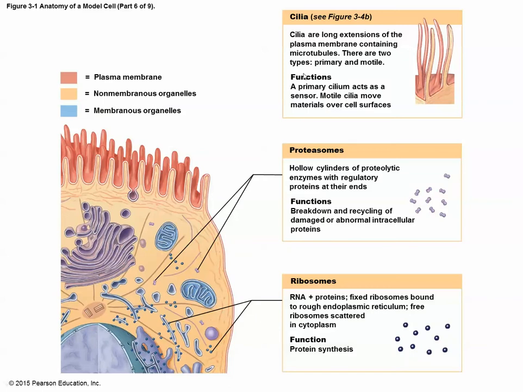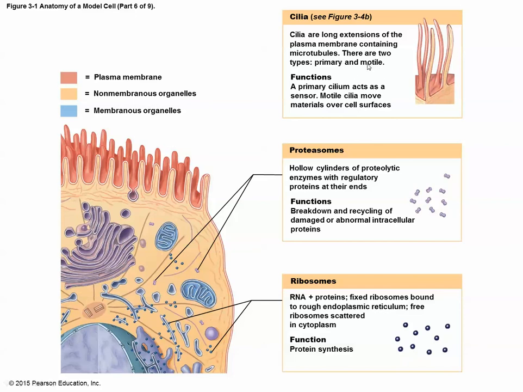Then, continuing with the non-membranous organelles, we have cilia, which aren't actually represented in the picture anywhere, but cilia are these hair-like extensions, and they have microtubules. We'll look at their structure a little bit longer.